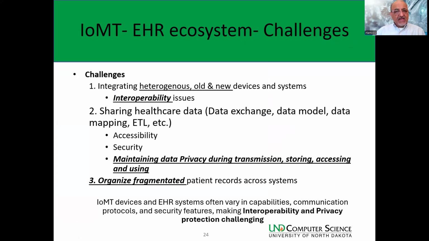The challenges it has are several-fold. One is interoperability, because we have heterogeneous old and new devices. So interoperability is the key. And also maintaining data privacy during transmission, storing, accessing and using. So as you remember, in our use case, you had user, devices, system. The data has to flow through all these layers, right? So the privacy of data has to still be there as you're transmitting, storing, and accessing those. So that's really a challenge of this ecosystem that we're talking about.